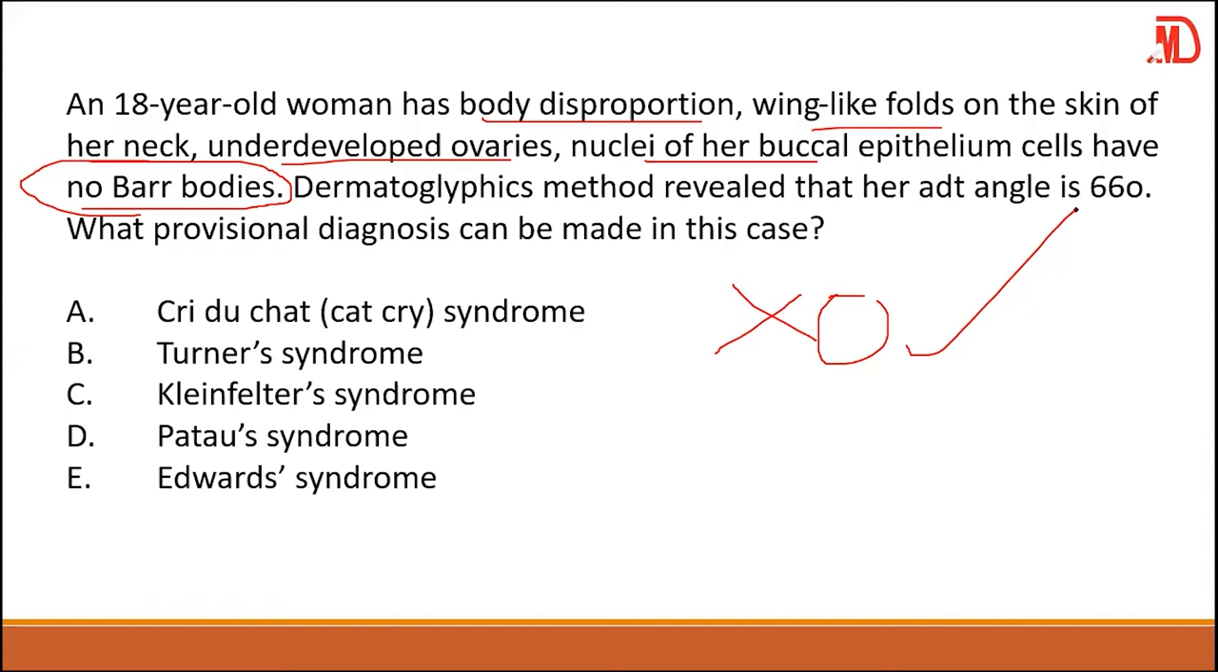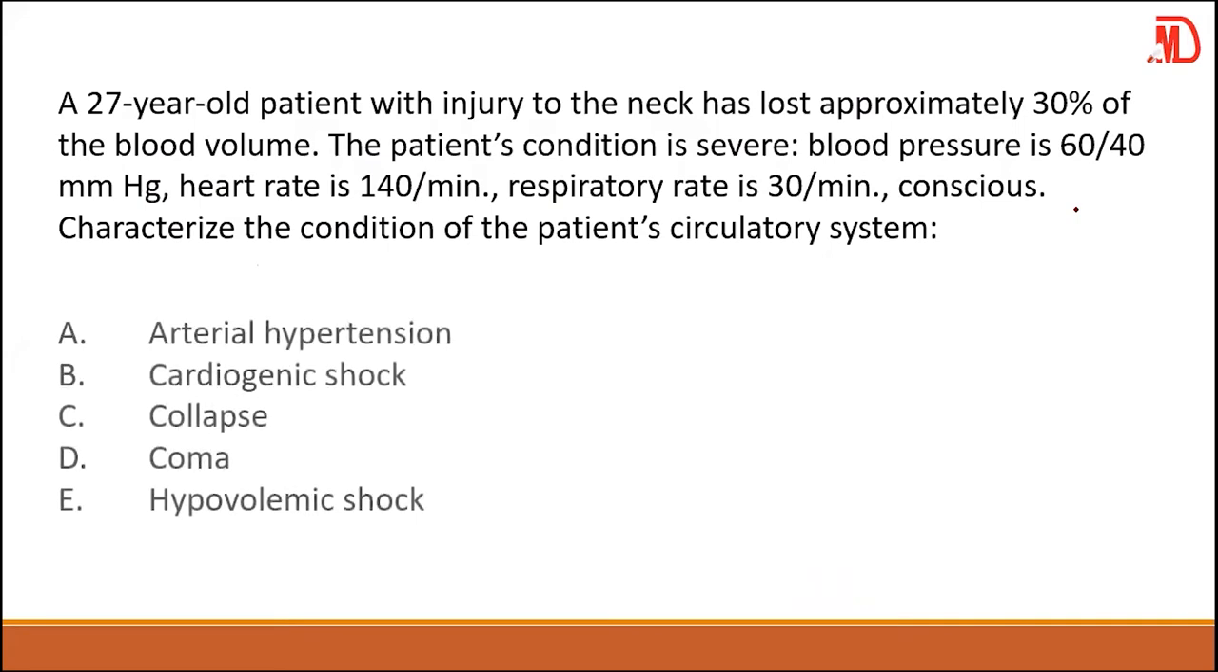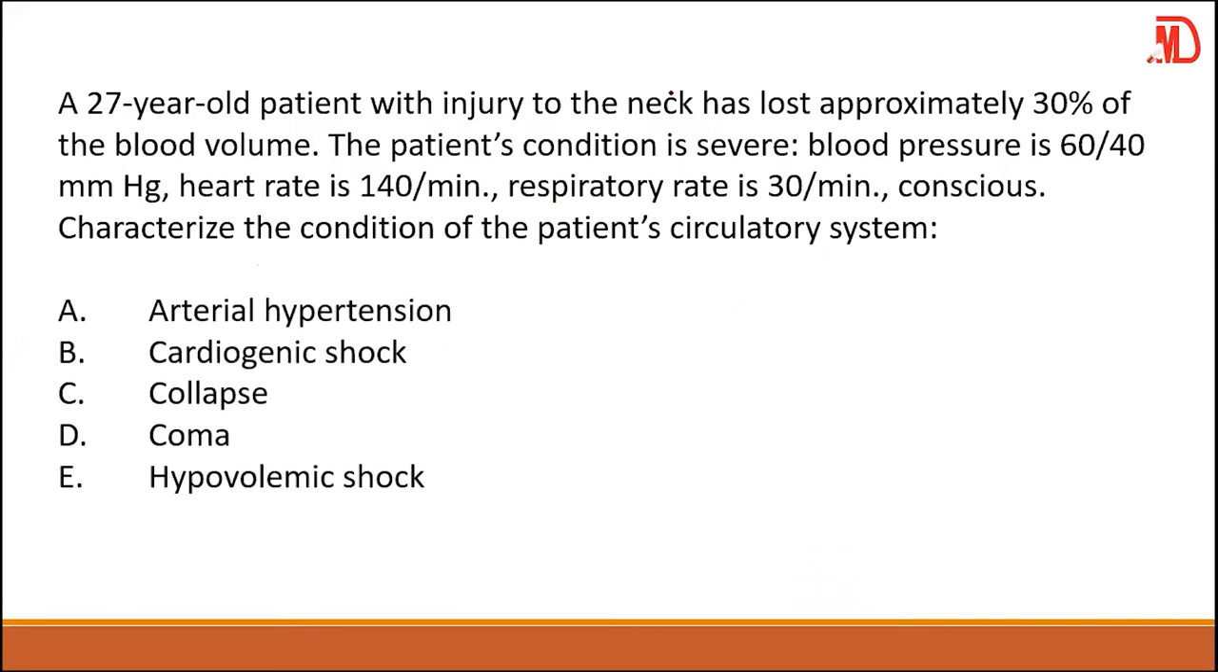All right. So over here, you're looking at Turner syndrome. A 27-year-old patient with injury to the neck has lost approximately 30% of the blood volume. The patient's condition is quite severe. Blood pressure is 60/40. When we say blood pressure is 60/40, what is it indicative of? Of shock. It means the blood pressure is very low.